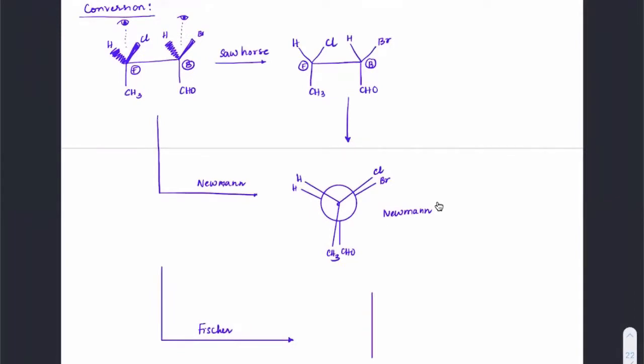See, this is the way it should appear. With respect to the center, bromine should be on the right, chlorine should be on the left, this hydrogen and this hydrogen should be here, CHO should be up, CH3 should be down. If anybody is still not able to visualize, they can ask me.